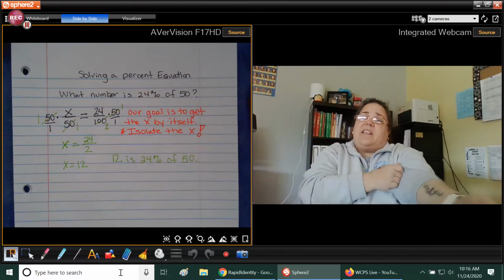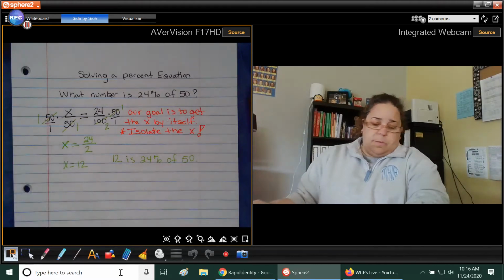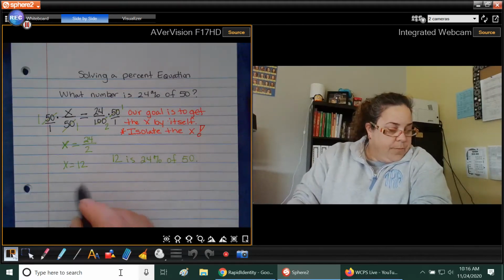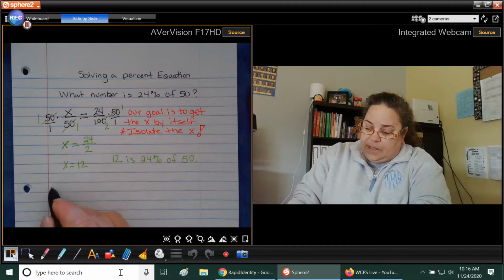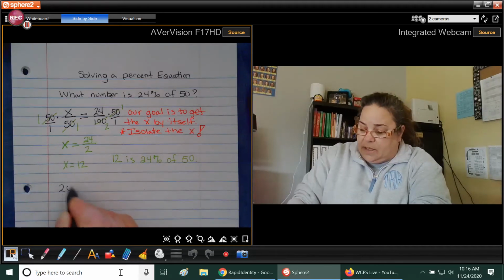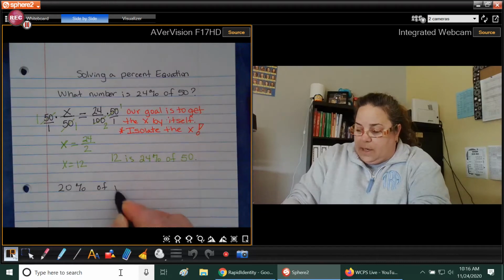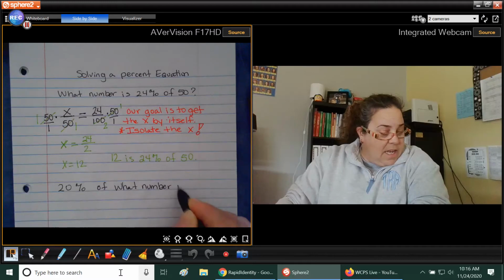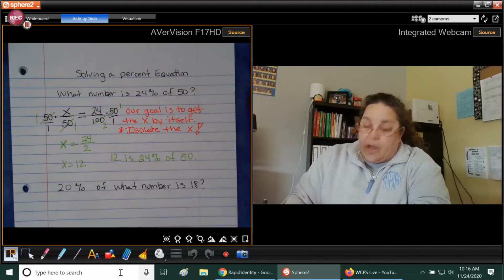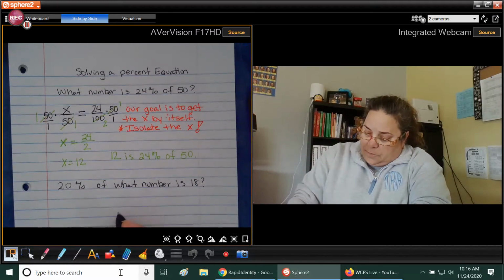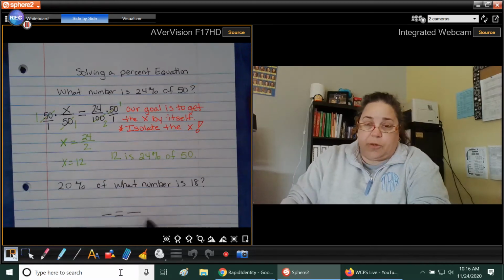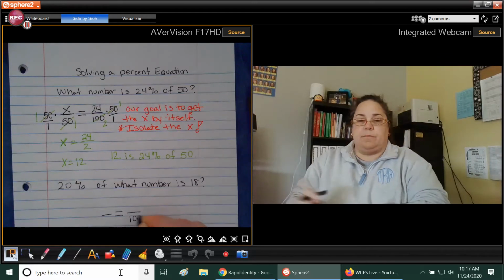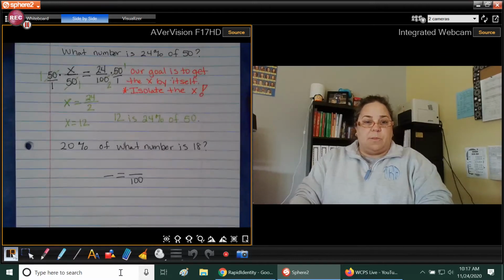So the easiest way, and this is kind of the fun way, we're going to use a new example problem, okay? Example is going to be 20% of what number is 18? Okay, first things first, my percent proportion. Is over of equals percent over 100. Okay, is over of equals percent over the 100.